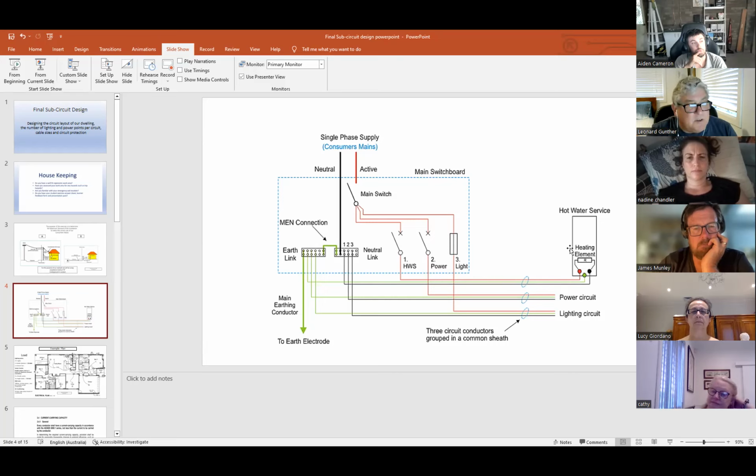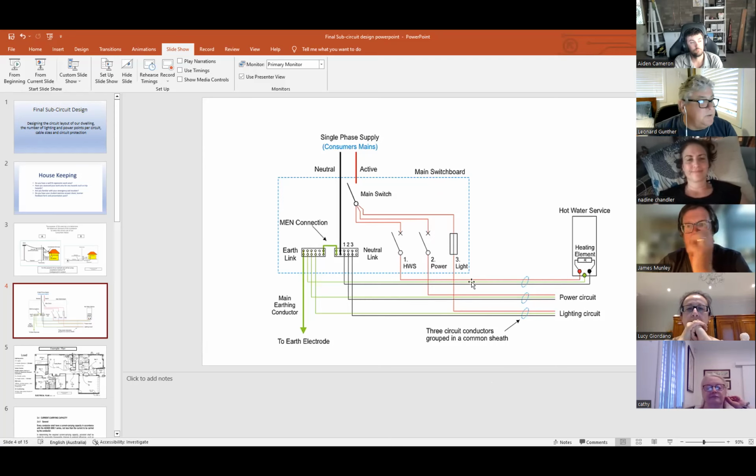You can see one there goes to this hot water system here. You've got one there that says power circuit, and one here that says lighting circuit. That's what we're going to look at, working out those cable sizes and how many points we're going to have on these circuits. Is everyone good with that? Yep. So we'll move along.